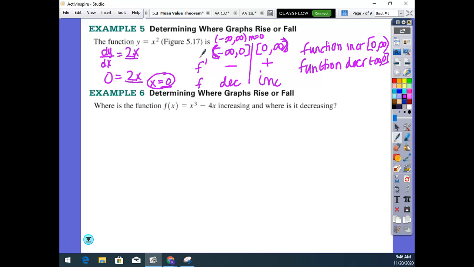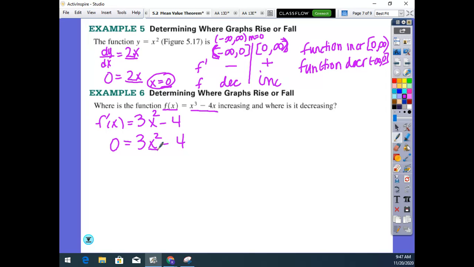All right. Now, this particular one gets a little annoying, but this will be fine. We always start with the derivative. You have to be able to take the derivative correctly. This is just our power rule. 3x squared minus 4. Then I'm going to set my derivative equal to 0.